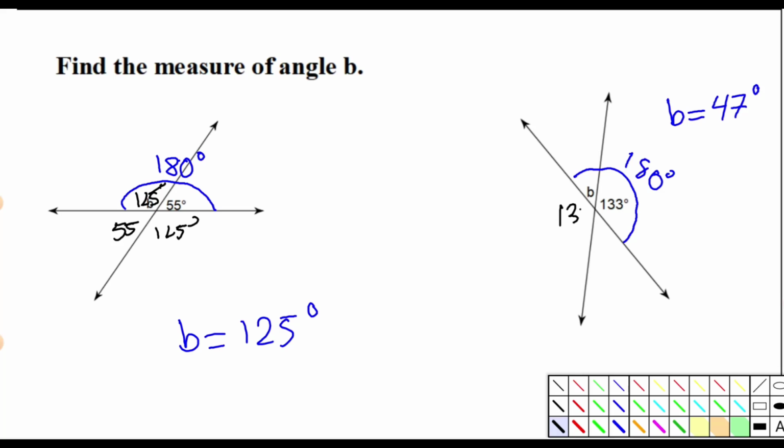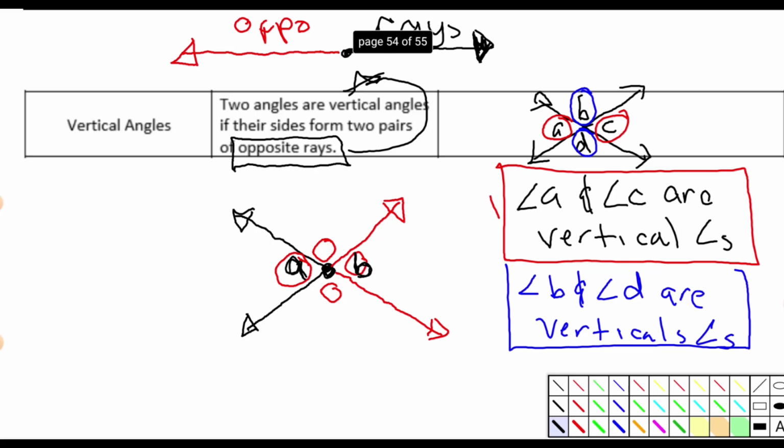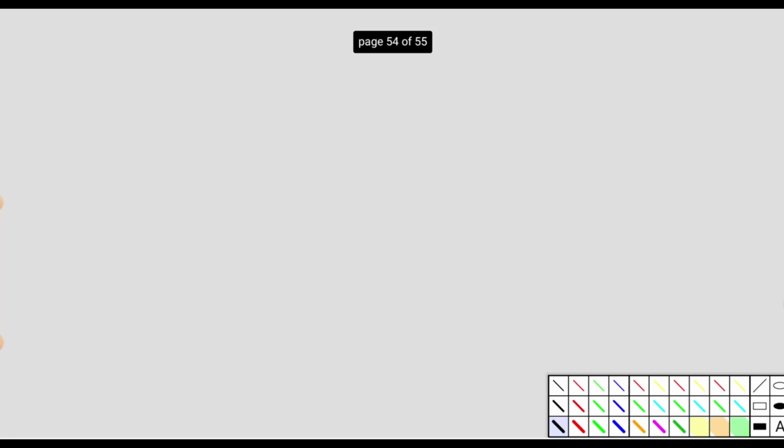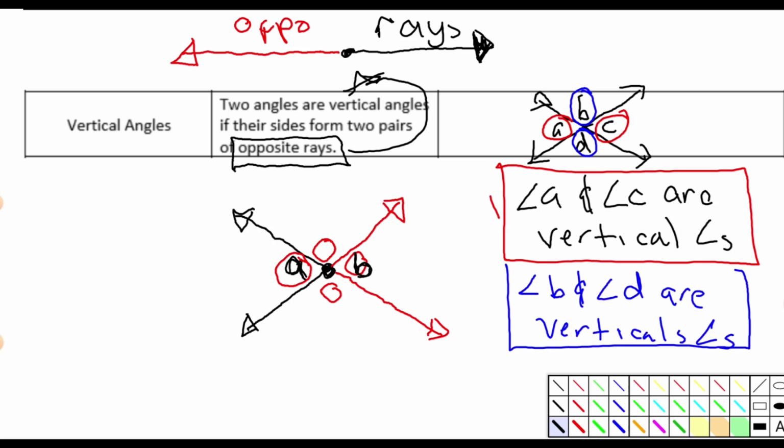So we got 133, and next to that 47. Let's add this to our notes. We're going to prove it in the next couple of days, but let's add that to our vertical angles. Let's make a little note here. I'll put a star here. Vertical angles are equal.